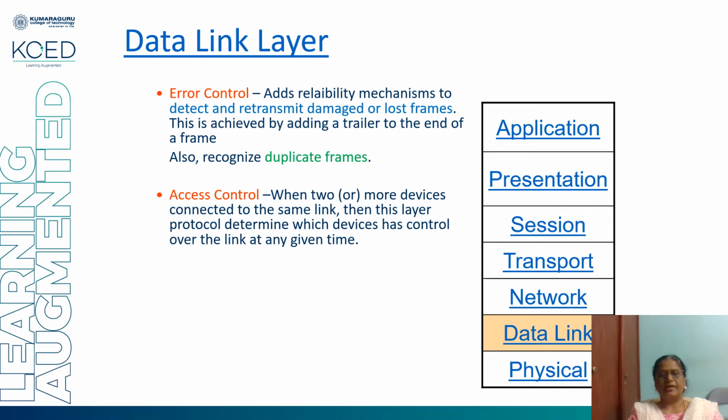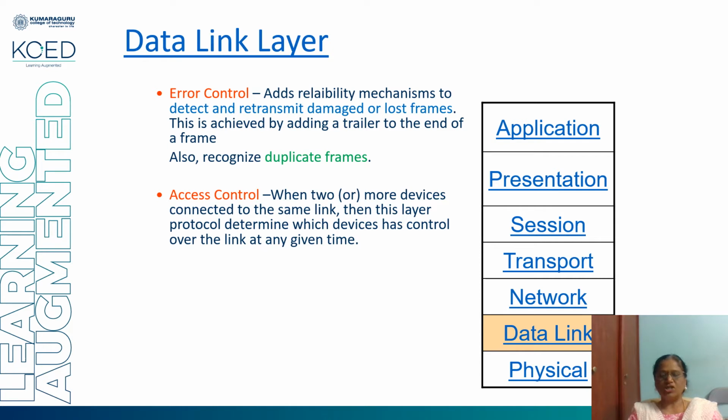What is a damaged frame? A damaged frame is a frame in which zeros are converted to ones and ones are converted to zeros. The receiver does some computation to check if the data matches with the data that has been sent by the sender. If not, it finds that the frame has been damaged.